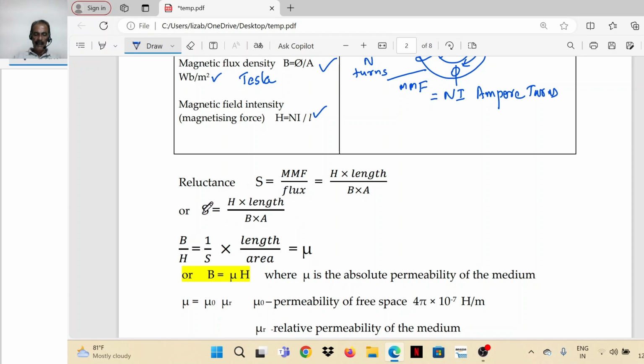In this equation we can rearrange: bring B and H to the left side, and S to the right side. So it will become B by H is equal to 1 by S into length divided by area. 1 by S is 1 by reluctance, which is nothing but permeance. So you will get B by H is equal to permeance into length divided by area. It's equal to permeability.